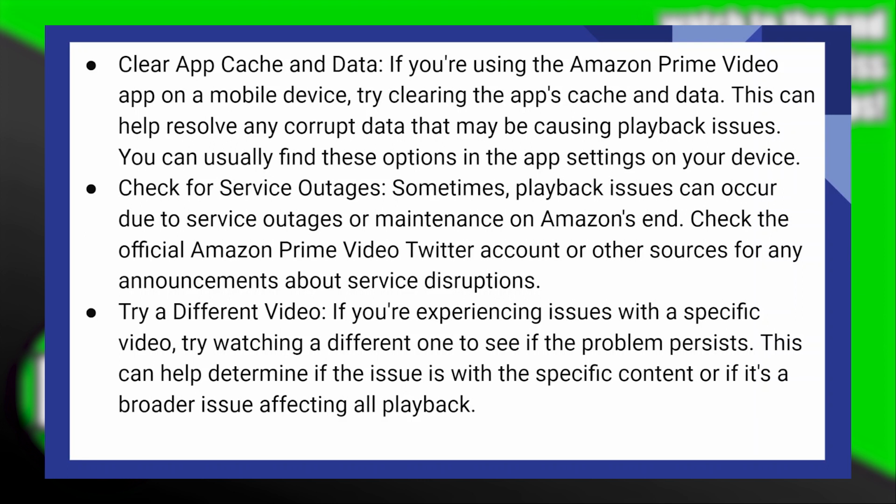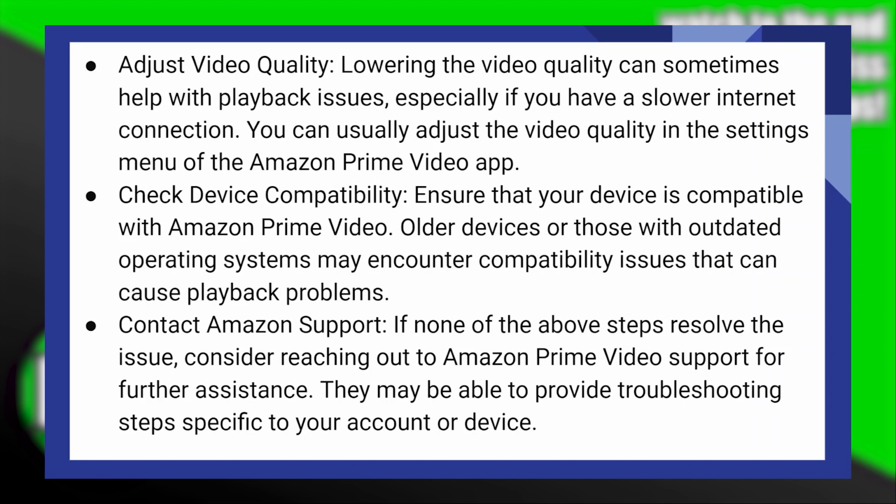If you're experiencing the issue with a specific video or channel, try watching a different program to see if the issue persists. This can help determine if the problem is with the specific content or it's a broader issue affecting all. Lowering the playback quality can sometimes help with playback issues, especially if you have slower internet connection. You can usually adjust the video quality in the settings menu of the Amazon Prime Video application.